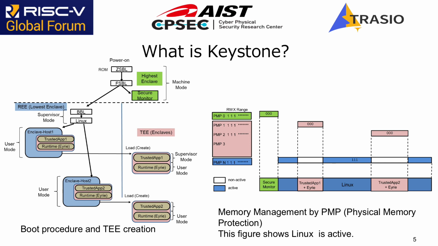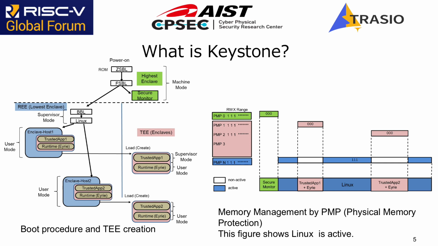What is Keystone? This slide shows the overall image of Keystone. The left figure shows the RISC-V boot procedure and TEE creation. The right figure shows PMP. PMP is Physical Memory Protection registers. To separate physical memory for each enclave, PMP is managed by 8 to 16 registers, which indicate memory region permissions. After power on, the highest privilege enclave, PMP0, is used. This enclave is used by the Security Monitor. The Security Monitor manages the creation of other enclaves.